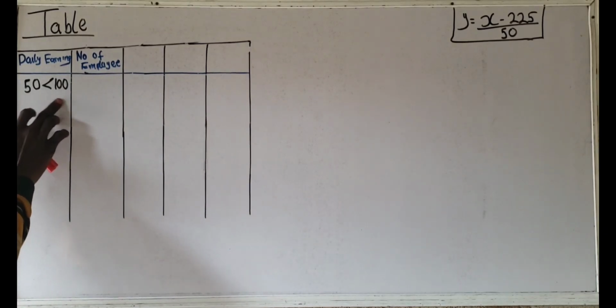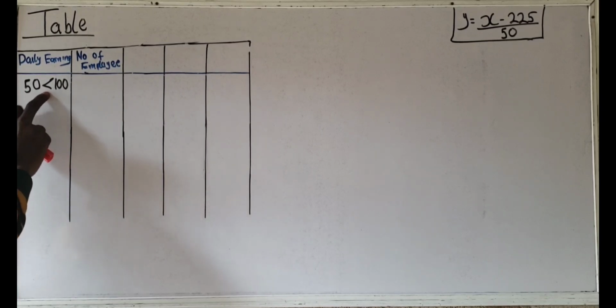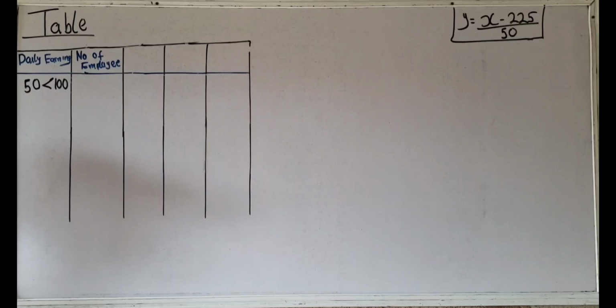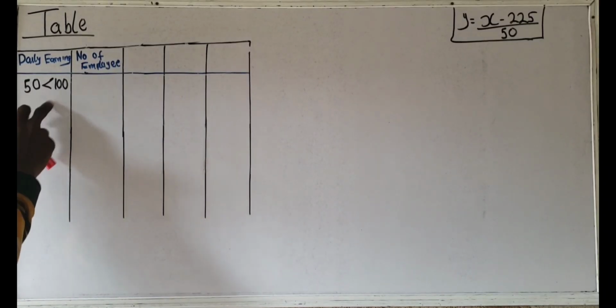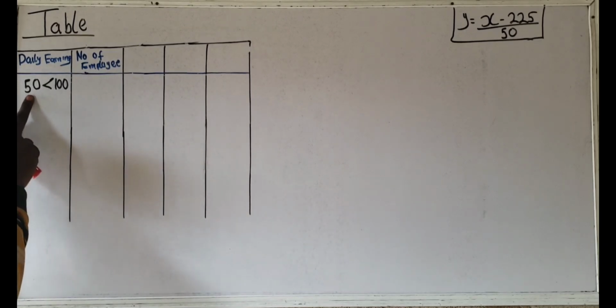So 50 less than 100 simply means 50 up to less than 100. I just represent it with this sign. The sign that you see here is known as the less than sign. In some cases, you might want to write it in full. It doesn't matter. So in the short form, you can put it like this, 50 less than 100.